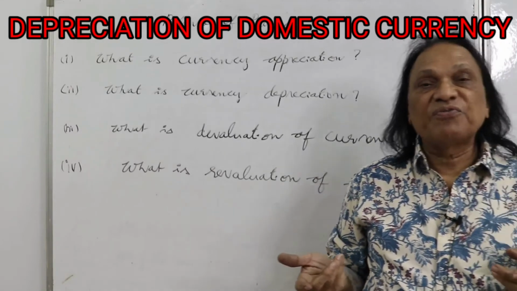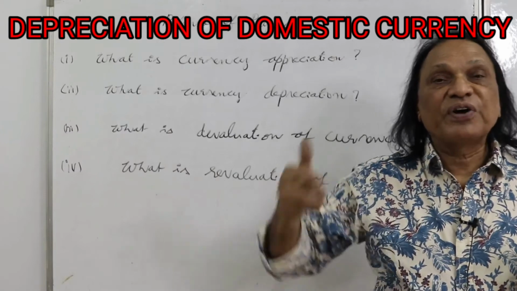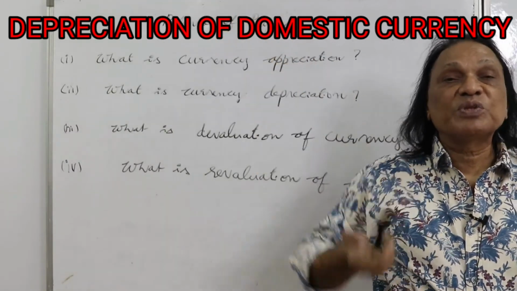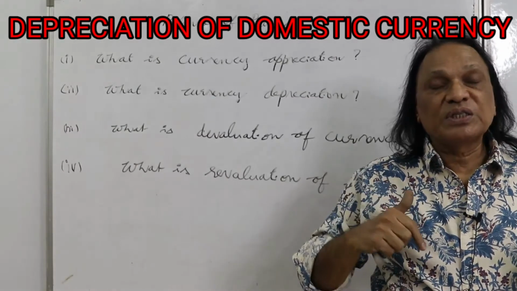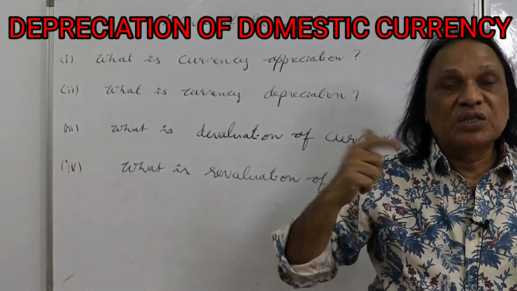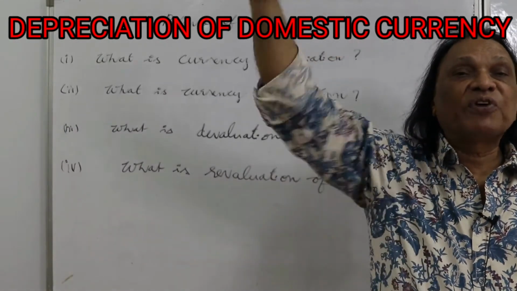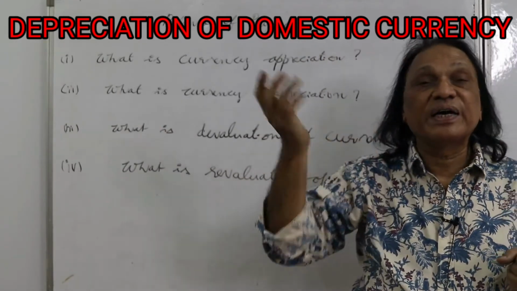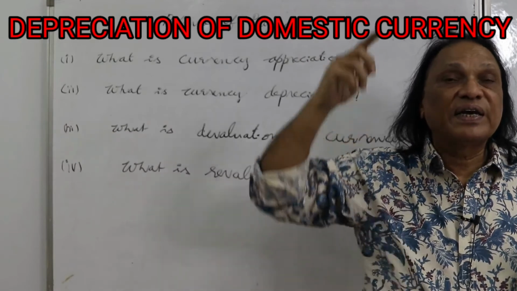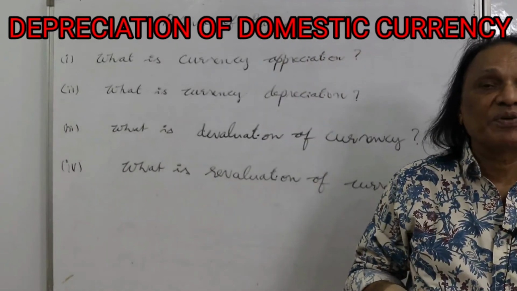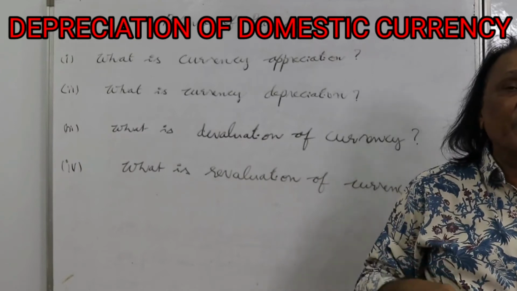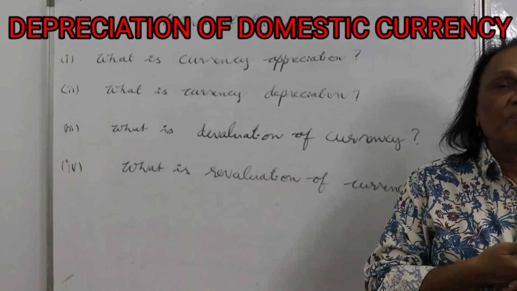What is appreciation of foreign currency? The value of foreign currency in terms of Indian currency has gone up. What is appreciation of domestic currency? The value of domestic currency in terms of foreign currency has gone up. What is depreciation of foreign currency? The value of foreign currency has come down in terms of our currency. What is depreciation of Indian currency? The value of our currency has come down in terms of foreign currency.